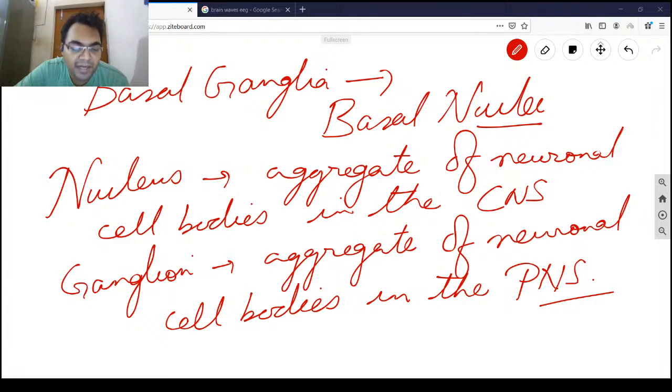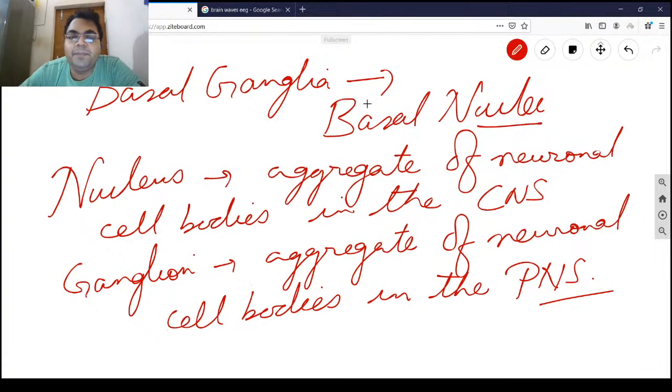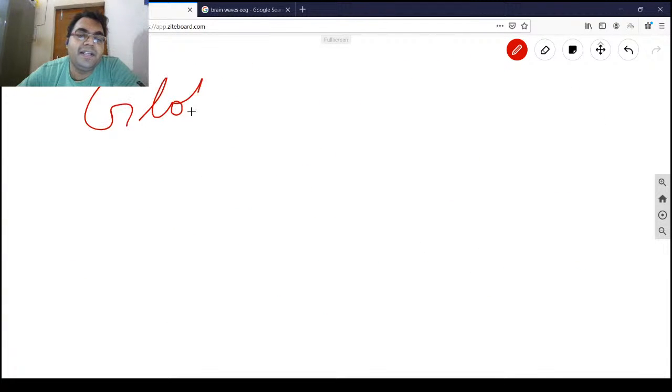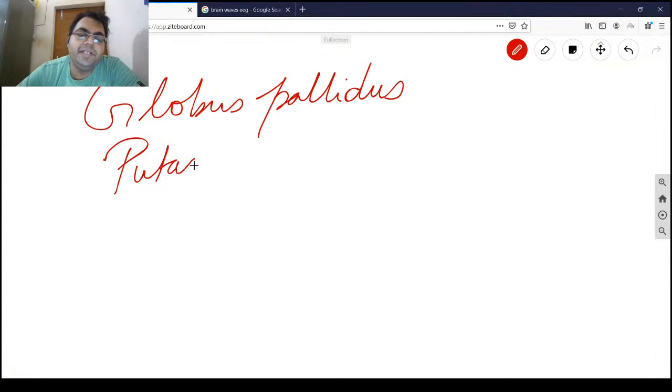I'll just tell you the parts. The function is not in your course. The parts could be asked in the NEET examination. So two of the basal ganglia are known as globus pallidus and the putamen. I'll just tell you the parts of the basal nuclei: globus pallidus and putamen. These are the parts of the basal nuclei.